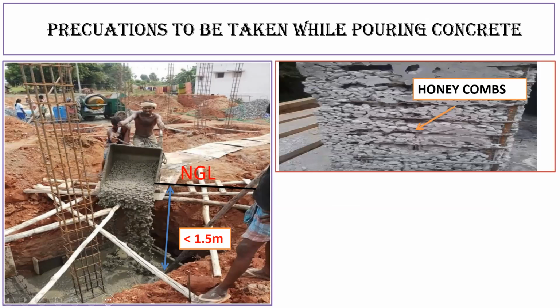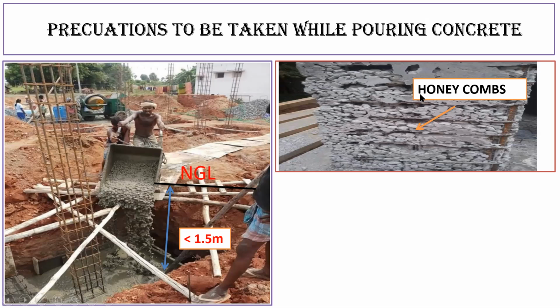So otherwise, ultimately, what is going to happen? This is a case of a column. Usually in footing, this doesn't happen. But if it is a case of the column, I'll be explaining that in the further slides. So this is how it happens. Your cement paste has already passed through the shuttering, and you can see only the aggregates here. So this is not going to take the load that is coming on this. We call this honeycombing. So this is a bad way of pouring the concrete. This should not happen.